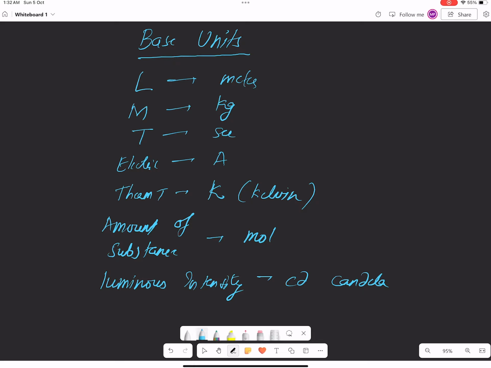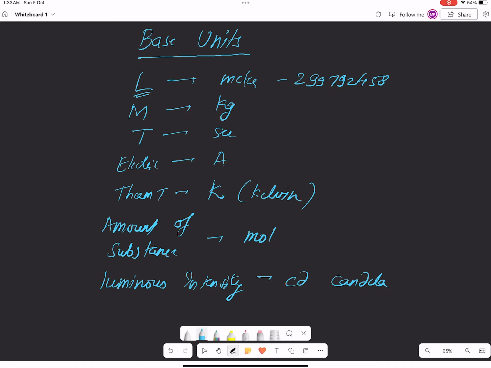So let us talk about meter. The meter, symbol m, is the SI unit of length. It is defined by taking the fixed numerical value of the speed of light in vacuum to be 299,792,458 when expressed in unit meters per second, where the second is defined in terms of cesium frequency, delta ν Cs. So this is what the meter is as SI unit of length.